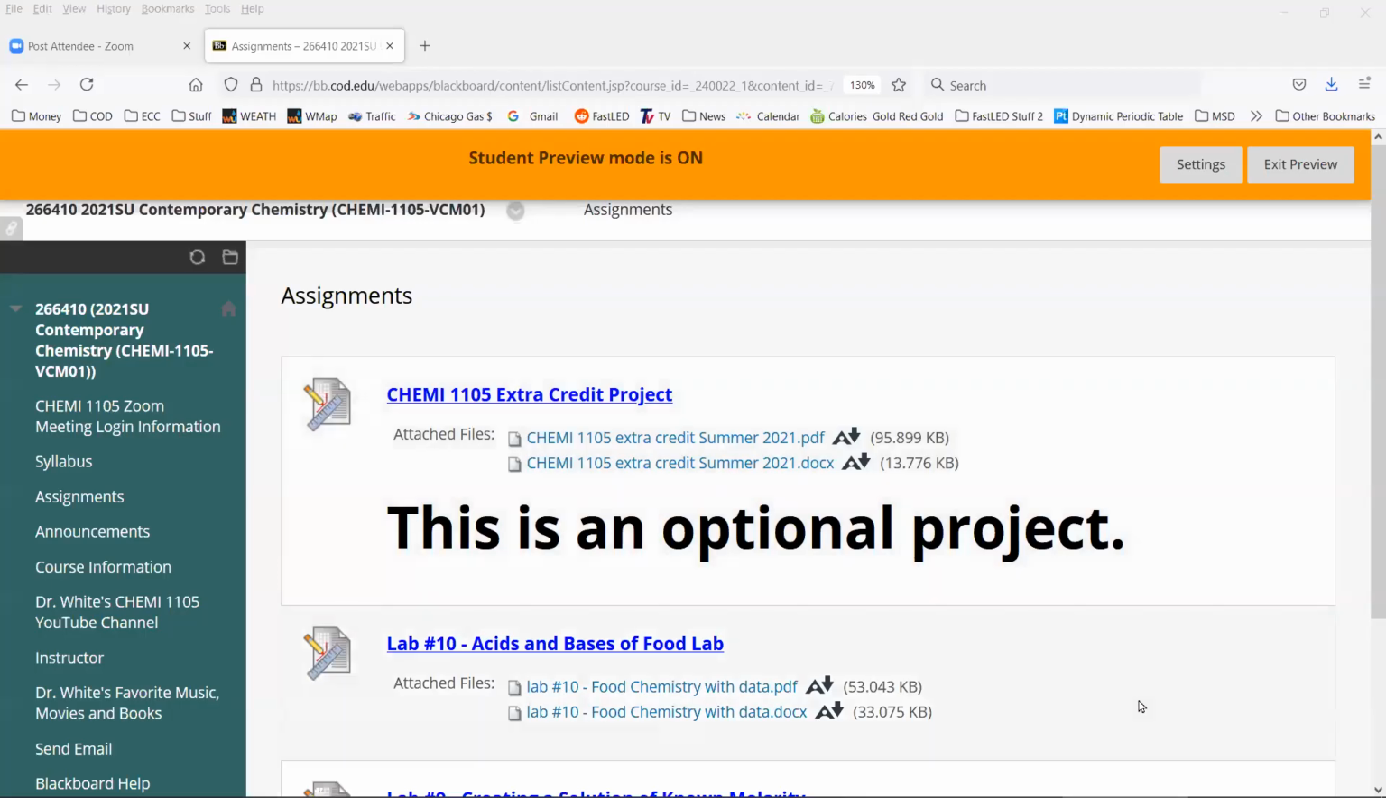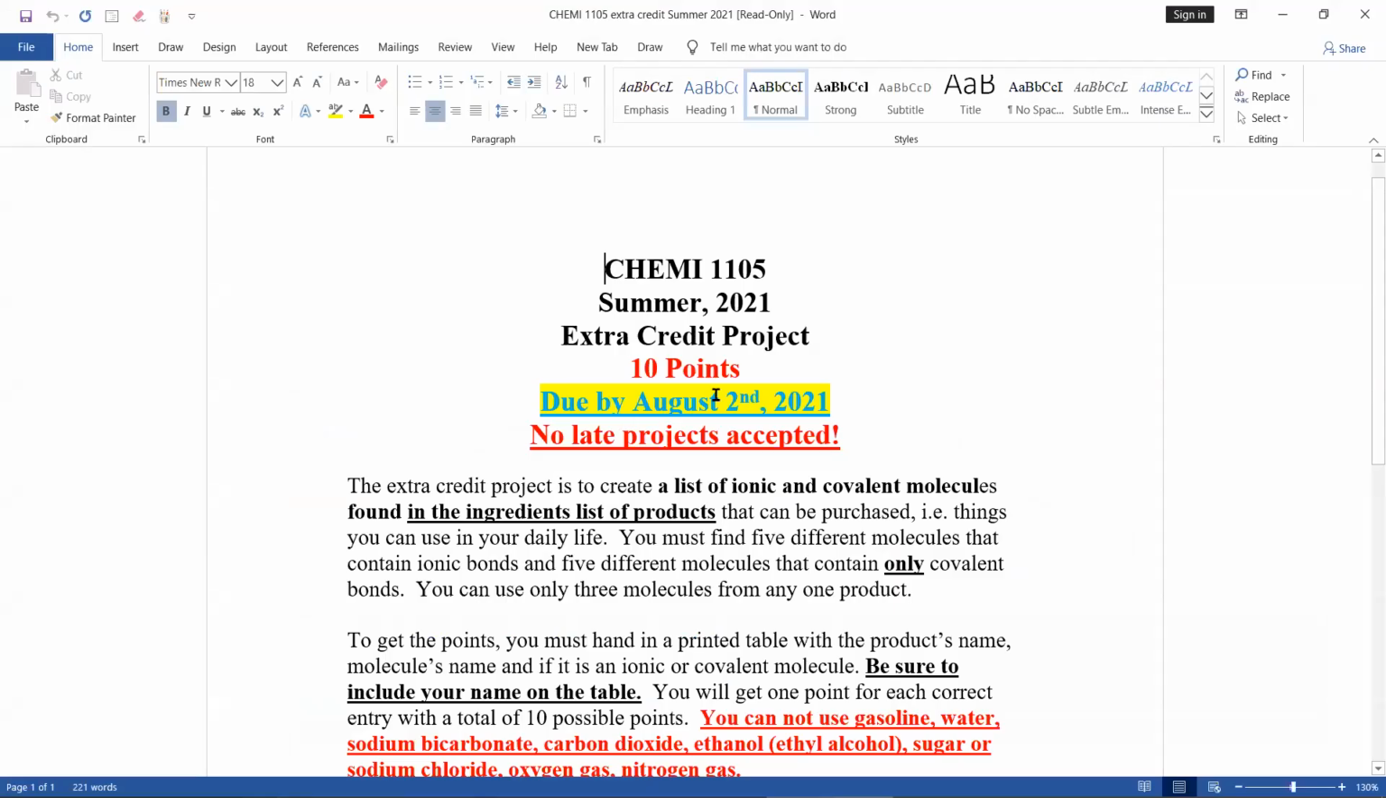There's an extra credit project. Can you see it now? Hopefully you can, and thank you for letting me know. This is the assignment area of Blackboard, Chem 1105 extra credit. There are 2 files. By the way, this is an optional project. Now, let's go to the actual project. Thumbs up, people. Can you see it on your screen? Chem 1105, summer 2021.